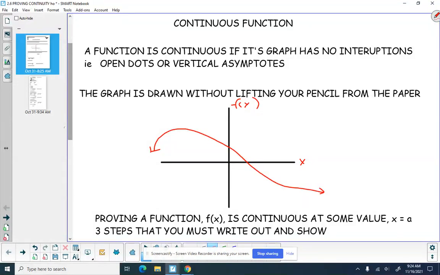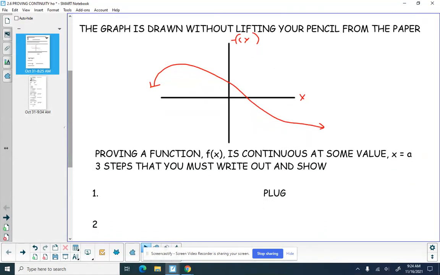When you have a discontinuity, which we'll get into with respect to our graphs in a little bit, you get vertical asymptotes, you get open dots. Those are not continuous graphs. In this section, we're going to look to prove that a function is continuous. And you have to write out and show 3 steps. There's a 3-step process to this.